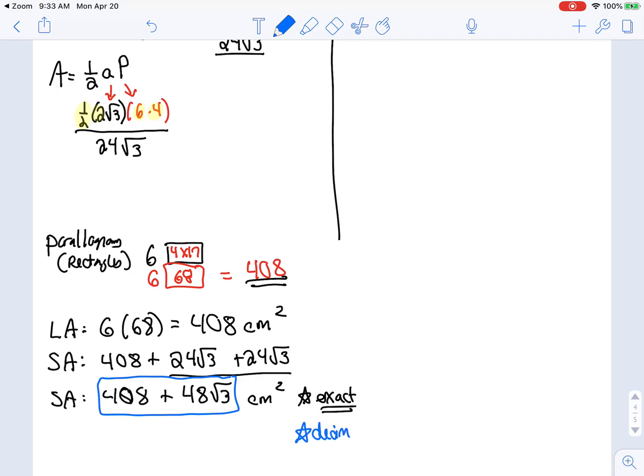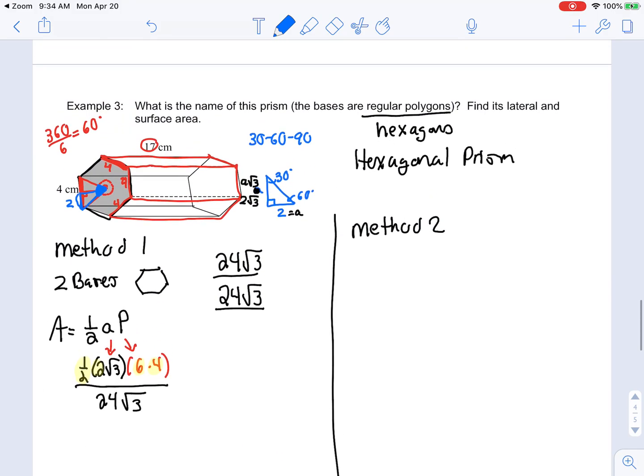If I ask you for a decimal answer or a rounded answer, then you could put this in your calculator: 408 plus 48 root 3. And as a decimal, that is approximately 491.14 when we round it. So again, you could give answers in different ways. Just pay attention to what the directions are asking. Okay? Now, method 1 required us to separate it into 2 hexagons and 6 rectangles.